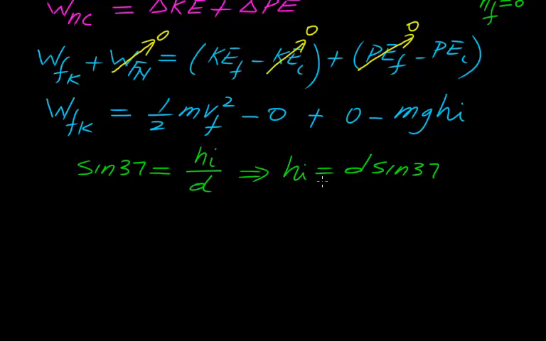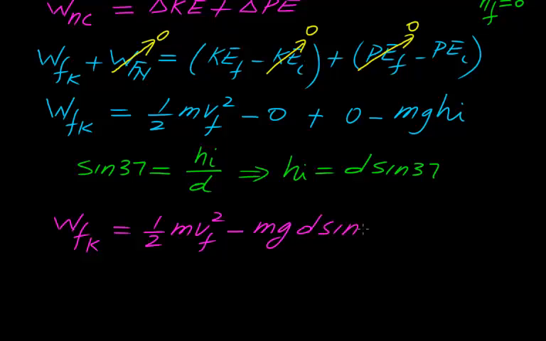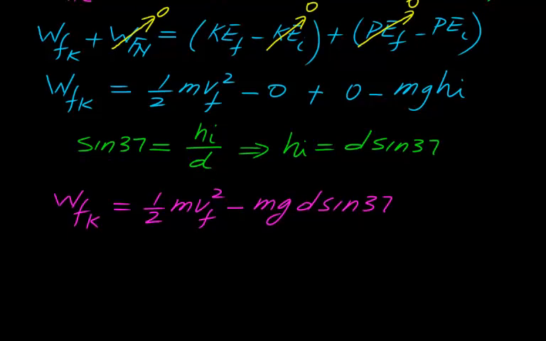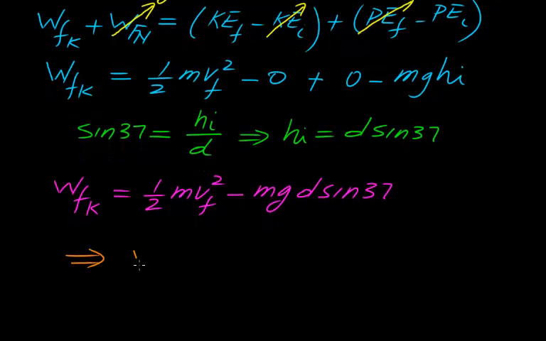Now let's substitute this quantity in our work equation. The work done by the friction force equals 1/2 m v final squared minus mg h initial. The h initial is the d sine 37. Solving for the work done by the friction force Fk, we obtain negative 111 joules.